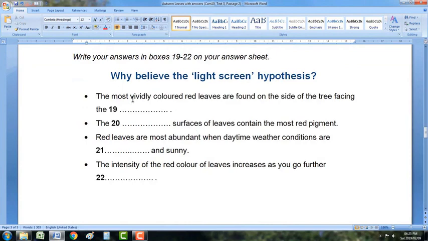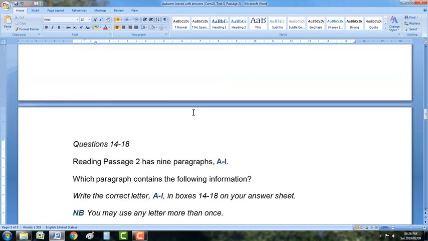Then we need to find our scanning words. So let's go for tree. Red leaves, you will see it's sort of red is everywhere, so we're not going to scan for red. Normally red would be a nice thing to scan for, but I think it's everywhere. Surfaces of leaves, pigment maybe, daytime weather, sunny, so that one's about the weather. Intensity of red increases as you go, nothing much there. So then I want to find tree, leaves, surfaces of leaves, daytime weather conditions, and sunny.